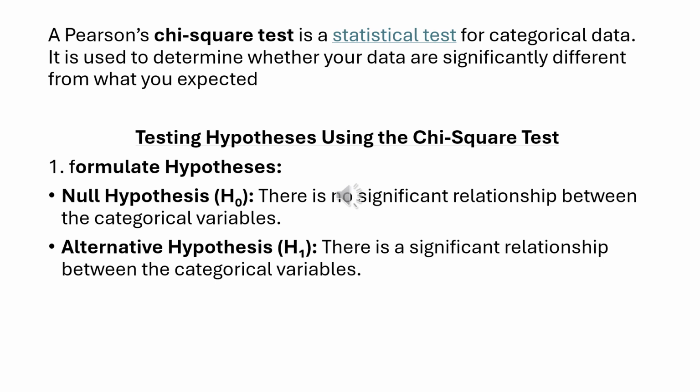For example, if a researcher wants to evaluate whether there is a relationship between smoking habit and lung cancer, he can start his research with two hypotheses. In this case, the null hypothesis is there is no relationship between smoking habit and lung cancer, whereas the alternative hypothesis says that there is a relationship between smoking habit and lung cancer.